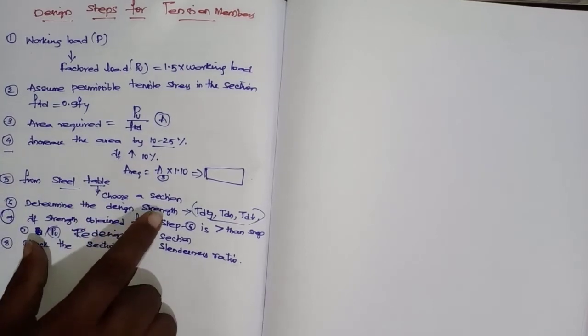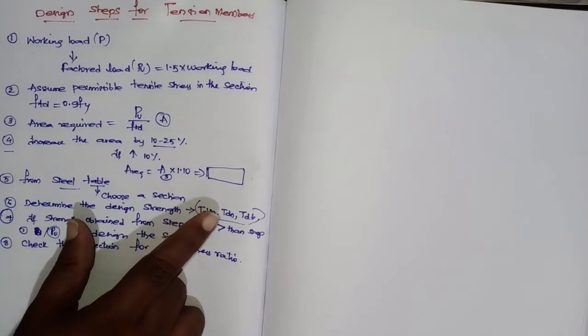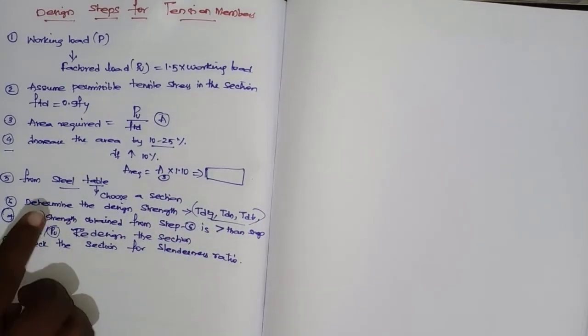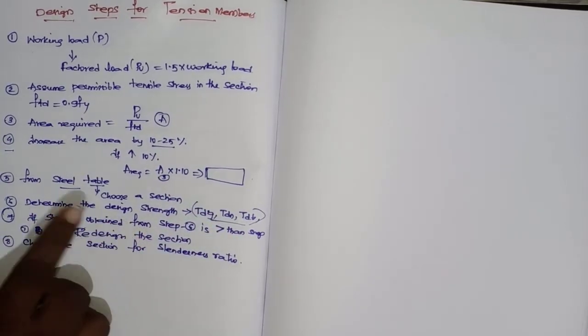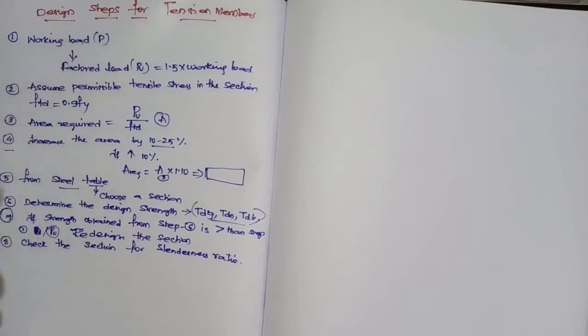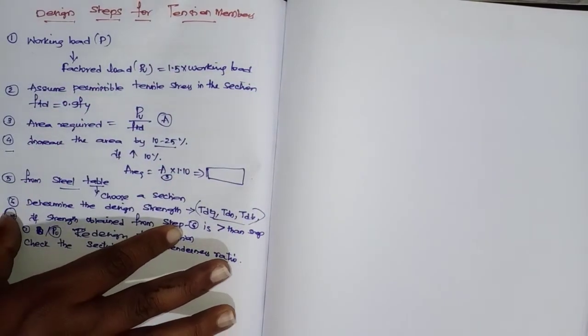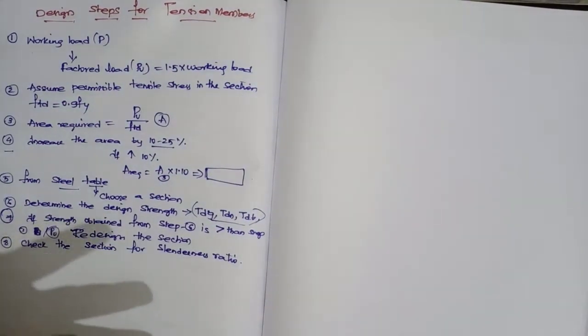From that you calculate the design strength based upon TDG, TDN and TDB. If the strength obtained is greater than the factored load, it is okay, well and good. If not, you have to redesign the section. And the last step is to check the section for slenderness ratio. Now based upon these steps, we'll try to solve one or two problems.